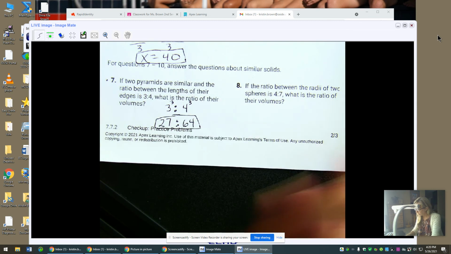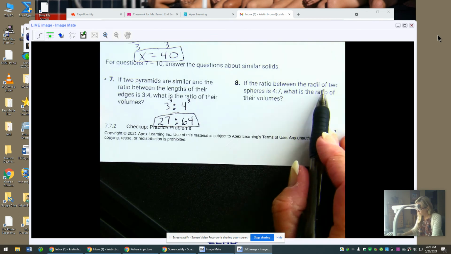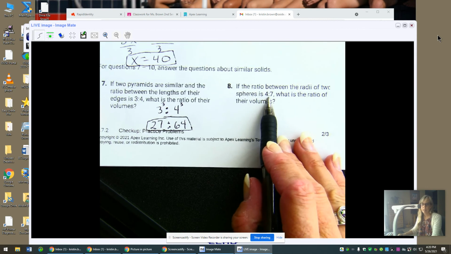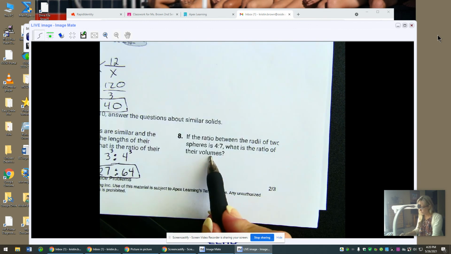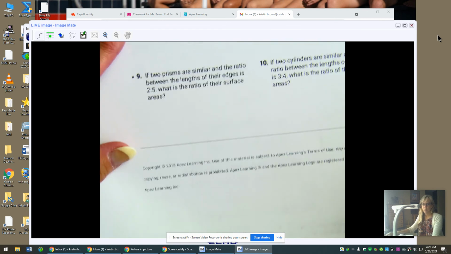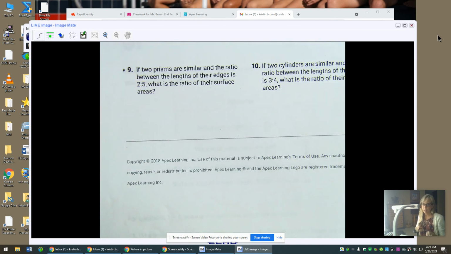Sometimes they might start you off with the volume ratio, not a linear one. This one is the radii, so the radii is a linear measurement. It's from this point to that point. So it's going to be the same thing there. You're trying to find volume, so you're going to cube the 4, cube the 7. You do have to be careful though, because sometimes they'll give you the volume ratio, and that's the cubed version. So to go backwards to get to the linear, you would cube root it.